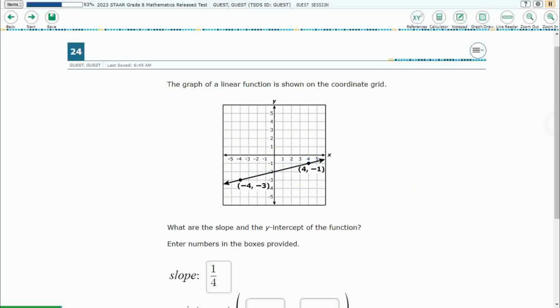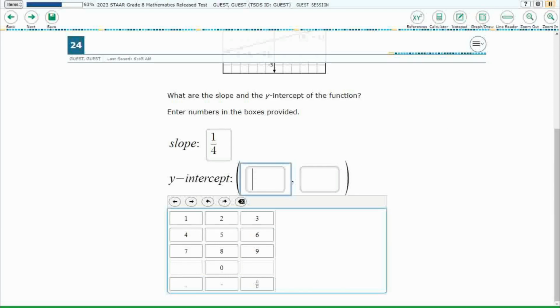So now we need to enter our y-intercept. The x is going to be 0, and my y-intercept is going to be that -2, so hit that negative sign and grab that 2. So the x value is 0, the y-intercept is -2, and that is my answer.